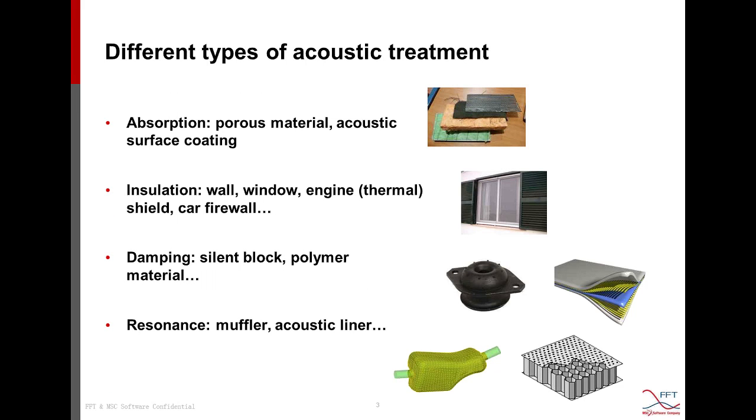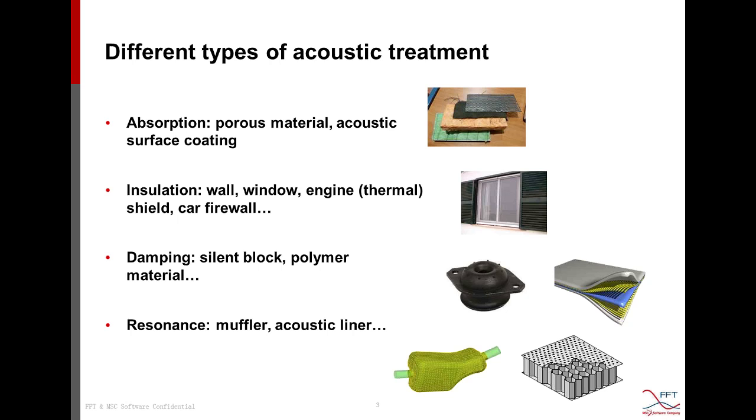So quickly, let's review different types of acoustic treatment and typical components, or, let's say, devices or materials that are used for the acoustic treatment. Now, for absorption, we typically have porous material like foam, rock wool, glass wool, etc. We also have the acoustic surface coating that is provided by some special material, like some special types of painting on the wall surface, which could provide the absorption capability on acoustics.